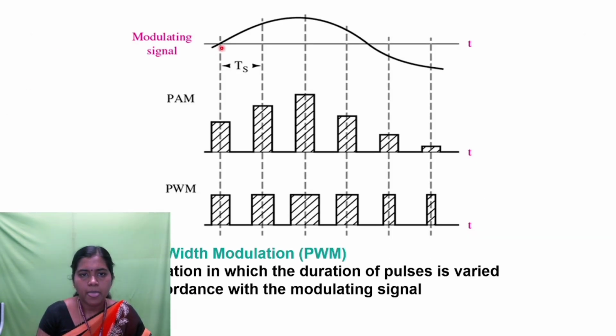If you see, this is the difference between pulse amplitude modulation and pulse width modulation. Here in PAM the amplitudes are changed but the widths are the same. But in pulse width modulation, if you notice, all the amplitudes are constant, but the width is changed; the width here is low when compared to this one. So modulation in which the duration of pulses is varied in accordance with the modulating signal is called PWM.